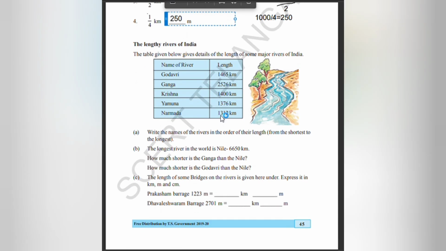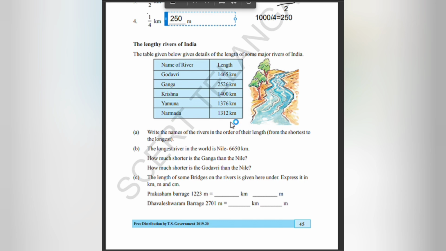The lengthy rivers of India. The table given below gives details of the length of some major rivers of India. Name of river Godavari, length 1465 kilometers. Ganga 2526 kilometers. Krishna 1400 kilometers. Yamuna 1376 kilometers. And Narmada 1312 kilometers.